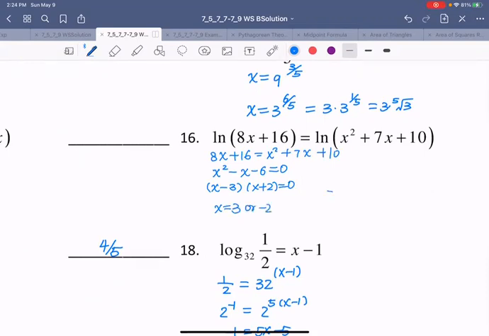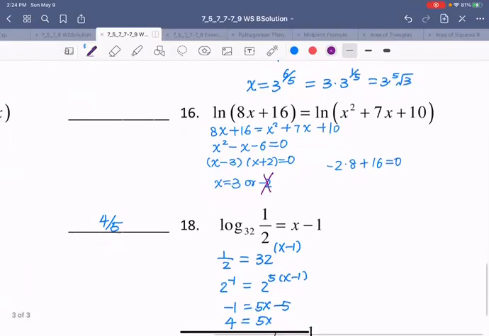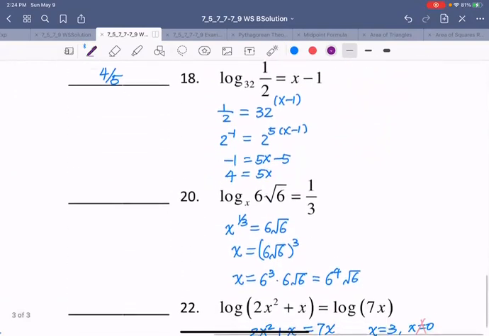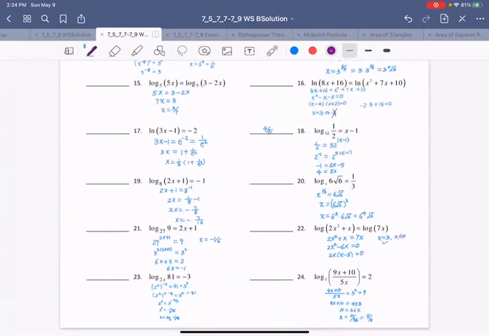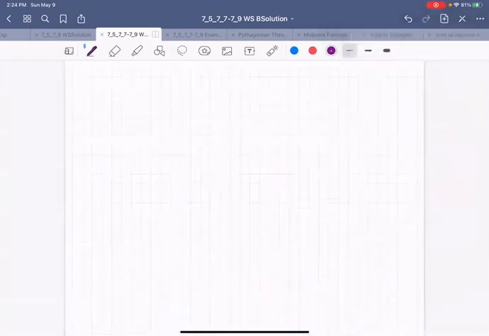So it's 3. Negative 2 times 8 plus 16 equals 0, so we need to cross out this answer. That makes sense. So that's the answer, 3. Very good. And I think it's close to the final.